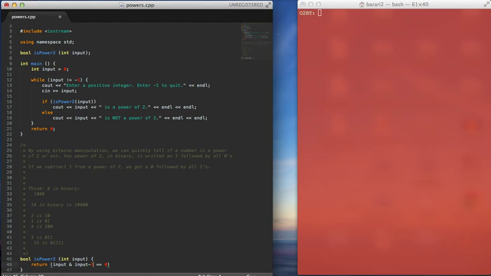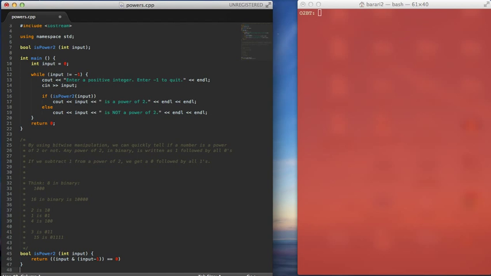And just for operator precedence, we need to throw in a lot of parentheses here. So this should do the trick. We're going to return input bitwise ANDed with the number below it, and according to this pattern we've observed, we should get all zeros. And so if we observe that a number ANDed with the number 1 below it is all zeros, we can conclude that it's a power of 2.